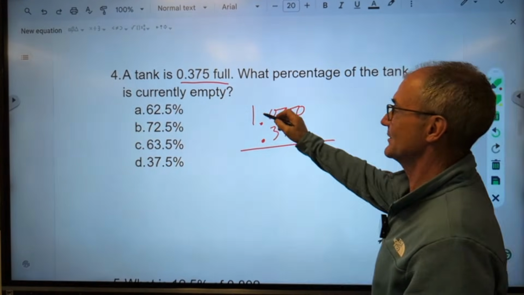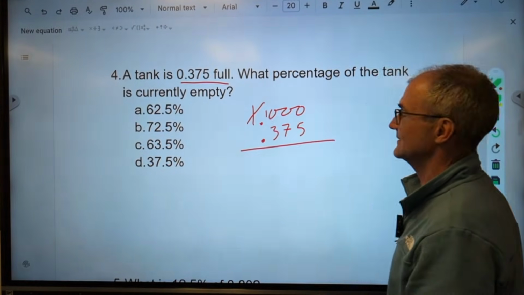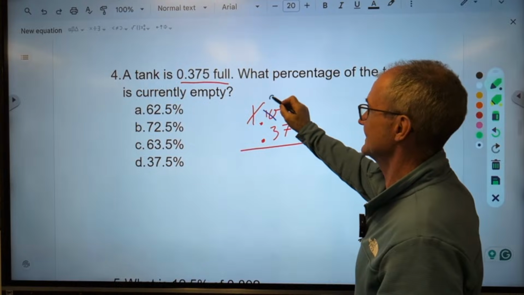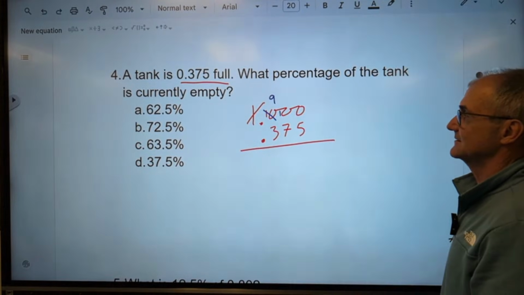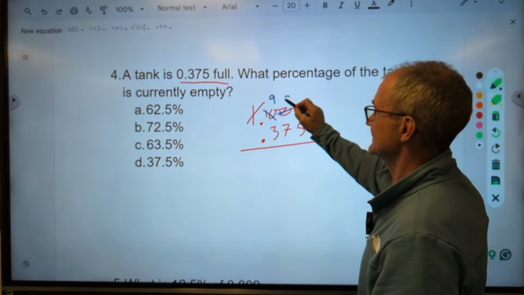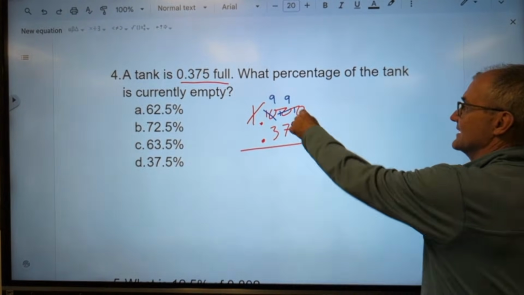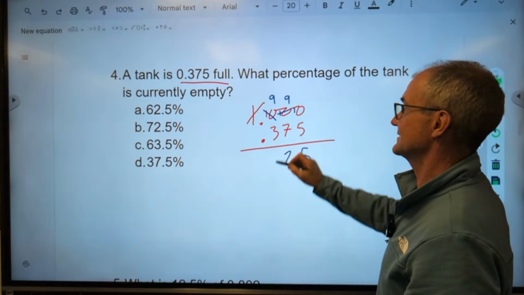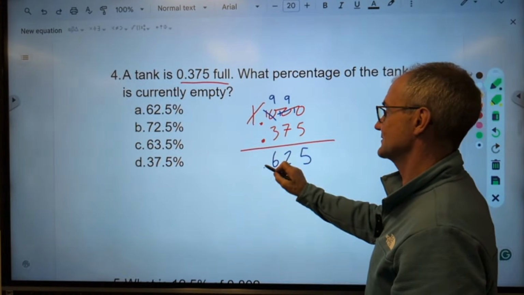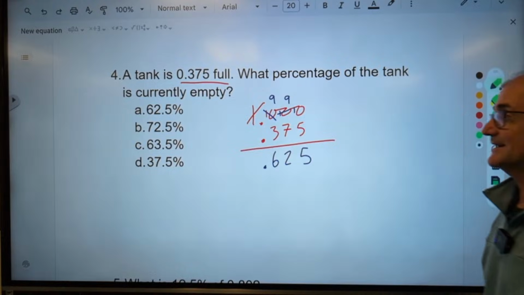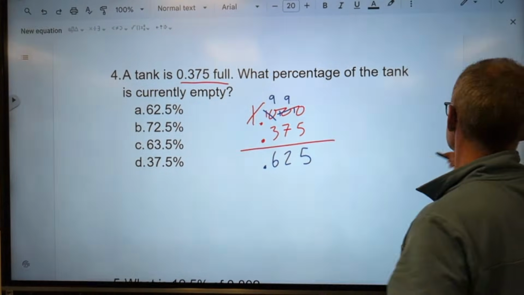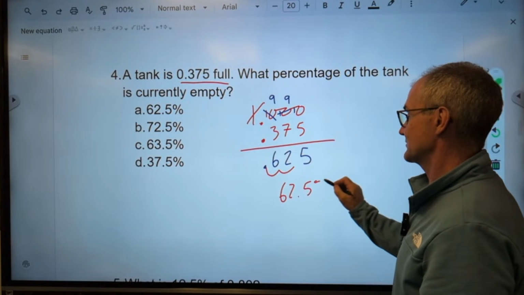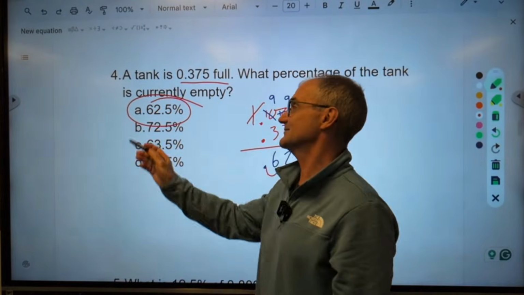So to do that, I have to borrow from this. That's going to give me a 10 here. I borrow from that 10, which gives me a 9 here and a 10 here. I borrow from that 10 to give me a 9 here and a 10 here. Now I have 10 minus 5, 9 minus 7, 9 minus 3, and the decimal lines up right there. We already took that one away. Then I have to move my decimal 1, 2 to get 62.5%. Correct answer, answer A right there.